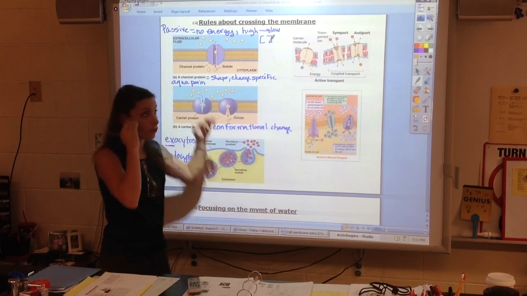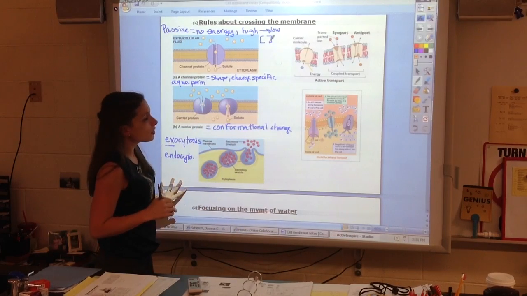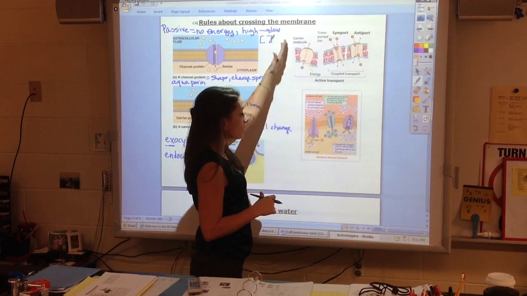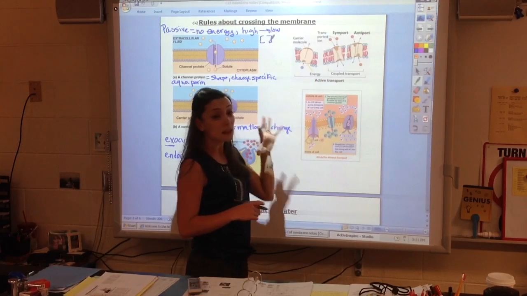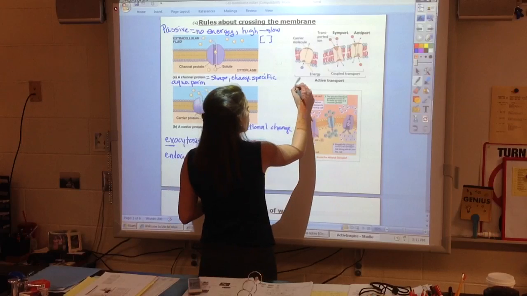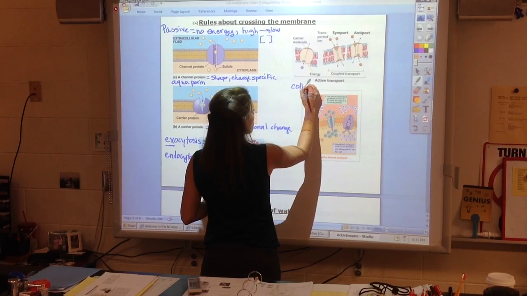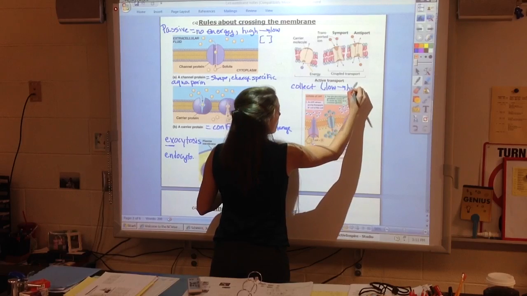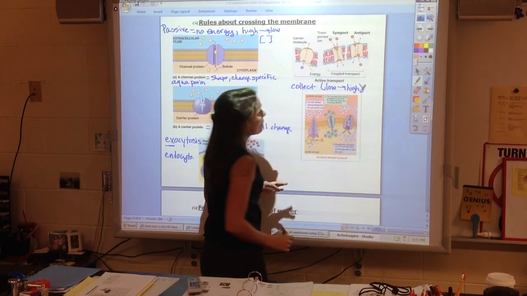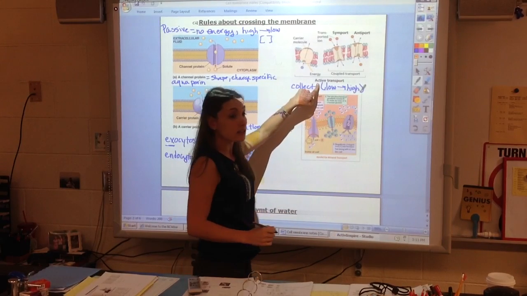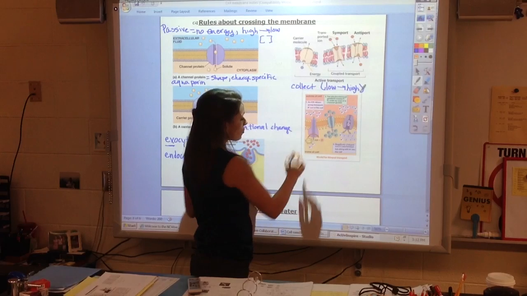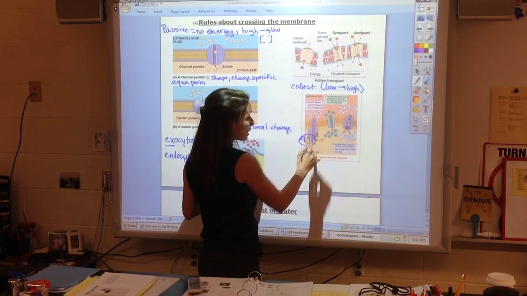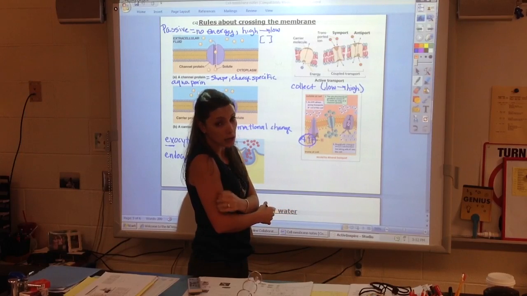And so that is really what's happening here in this column. Over here, we've got some slightly different rules. These are examples if we want to collect something. So if we want to collect or move from low to high, that's actually going to require what's called active transport. And active transport, you can kind of see in this picture, is going to use ATP, which we'll talk a lot more about later in the year.